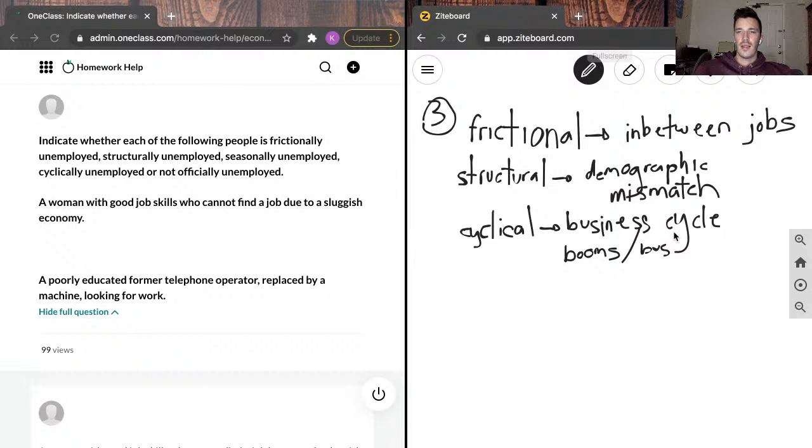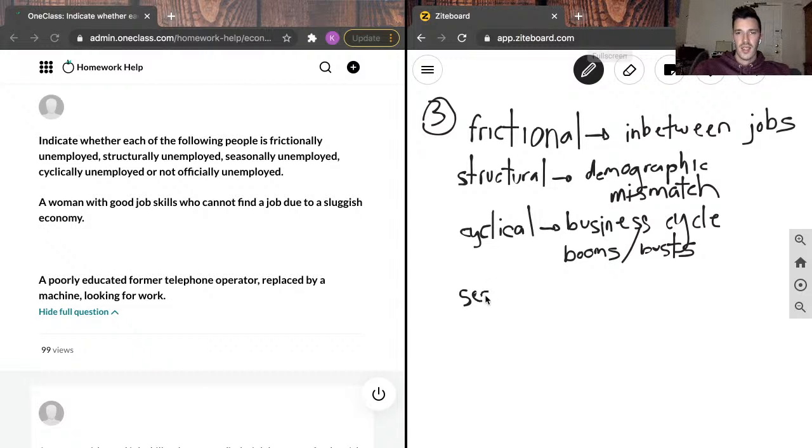So unemployment rises in recessions and falls in periods where the economy is strong. So everybody that lost their job when COVID happened, I think the unemployment rate spiked to like 14%. Those people would be cyclically unemployed.